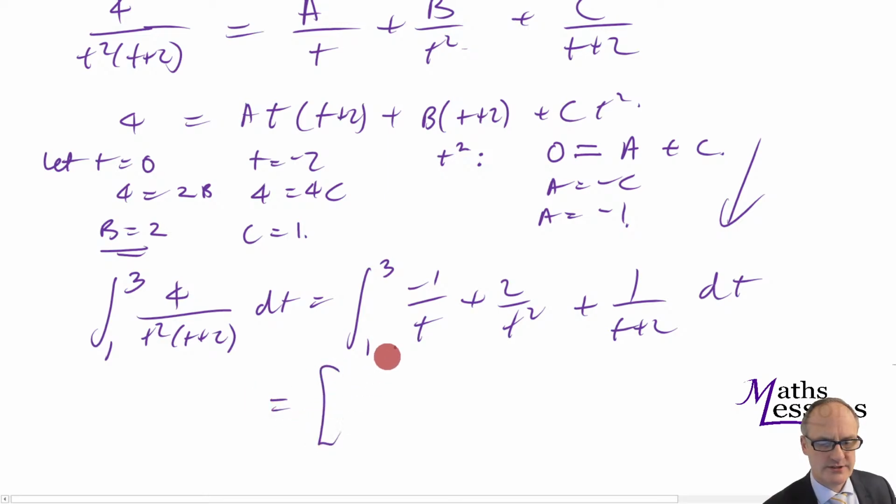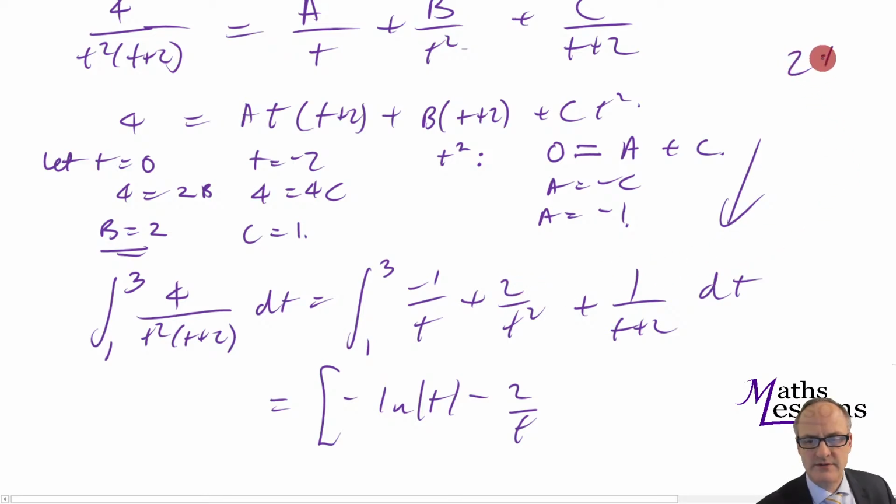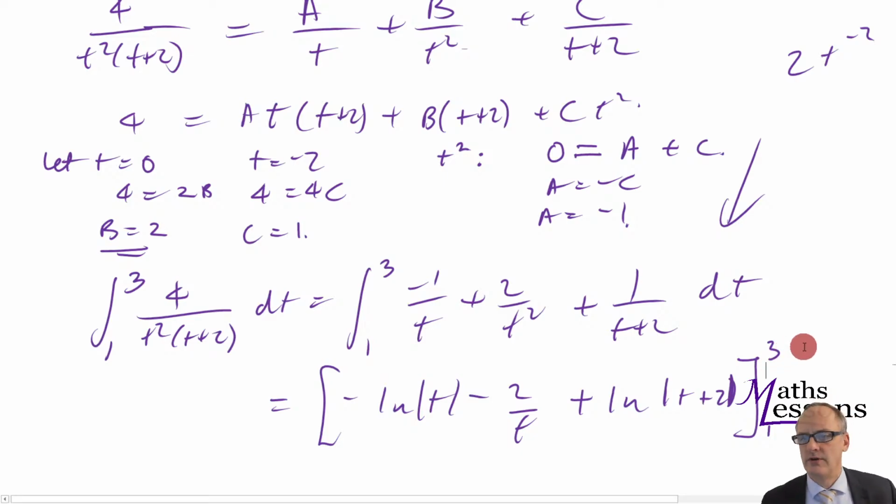And if we integrate that, minus 1 over t is minus natural log of t. 2 over t squared, it's very similar to what we did before, so I'm going to change the sign of that because this is going to become minus 2 over t, or you might think of it as 2 times t to the minus 2, add 1 to the power is minus 1, divide by the power will give me the minus 2, and you can see I've got the same thing here, plus the natural log of t plus 2. And we're going to put that between the limits of 1 and 3.